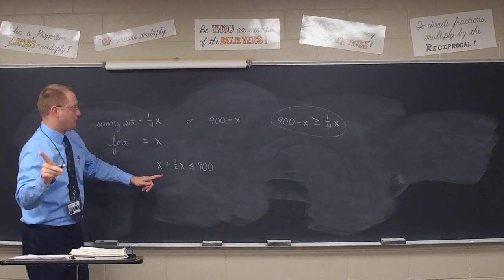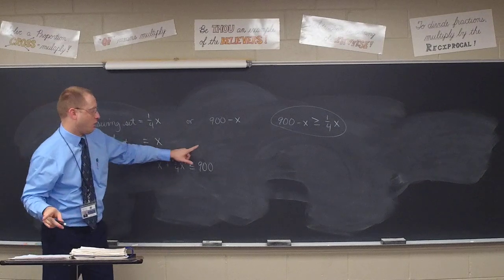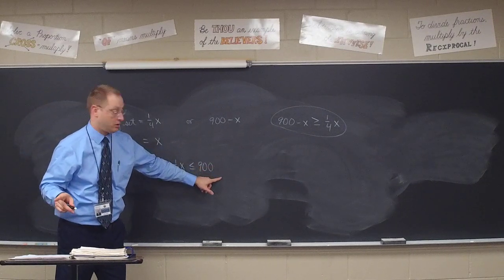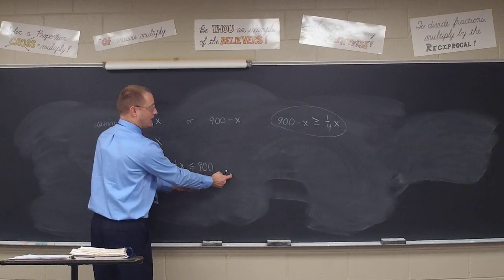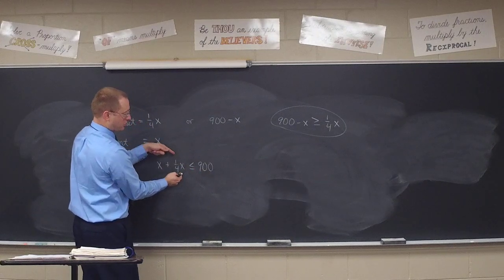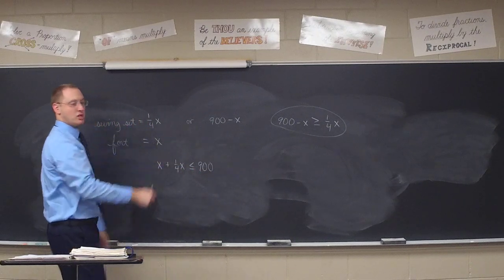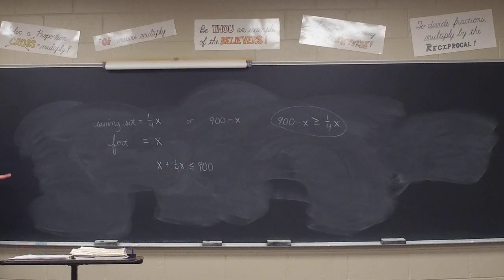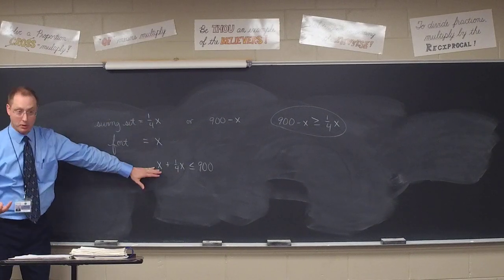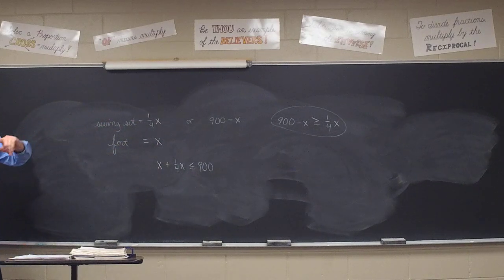Now, I want you to notice something. If I were to move the x over as a negative, then this would be 900 minus x is greater than or equal to a fourth x. It's the same equation he's got. You technically have the same one. It just depends on the way you think of it. This is actually more the way I would tend to think of it. But there's nothing wrong with the way you approached it either.